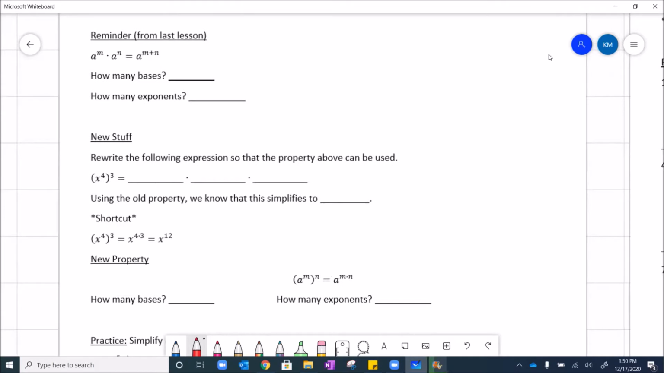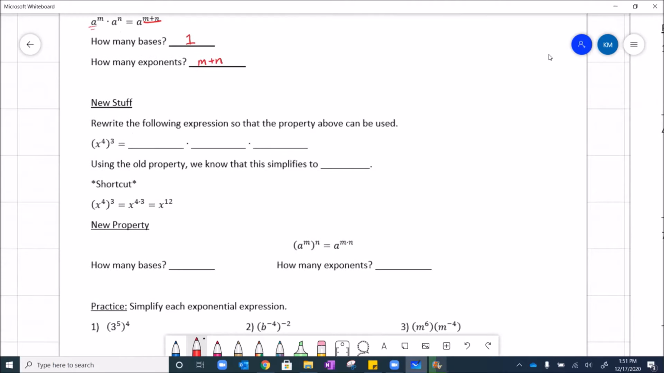Okay, so from last lesson, remember that we were able to basically simplify multiplying bases with the same exponent. Remember, they had to have the same base. So there's one base and however many exponents. Okay, here's our new stuff. Remember that we can only do this if the bases were the same. When our operation was multiplication between them, then we could simply shortcut and say it was the addition or the sum of these two.